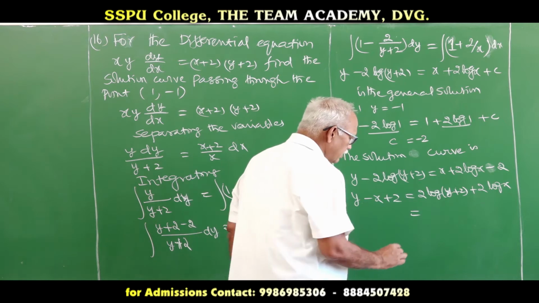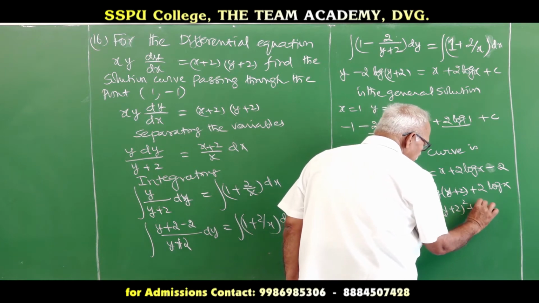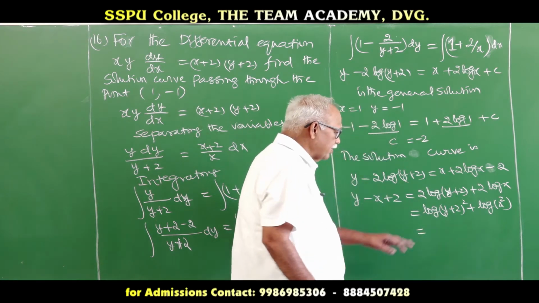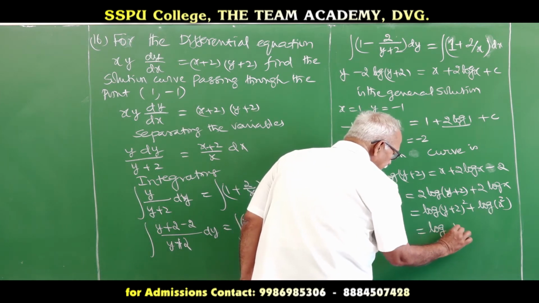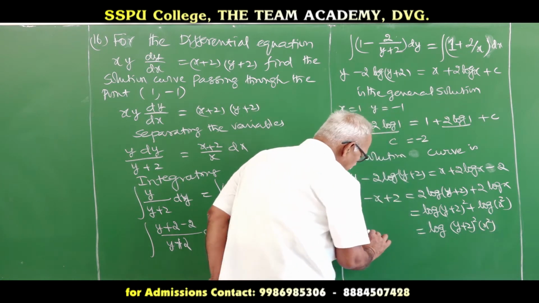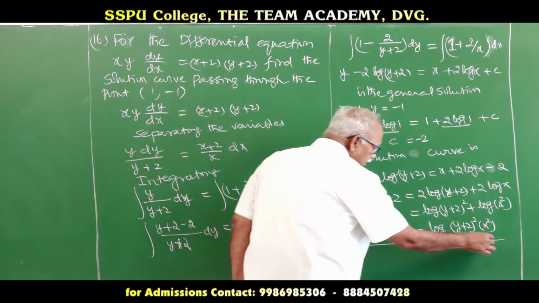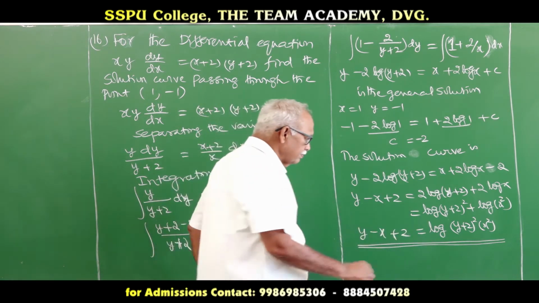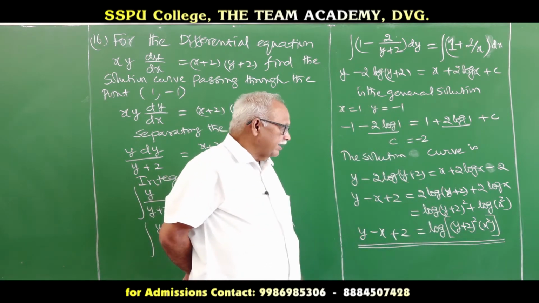Now, this can be written as log of (y plus 2) whole square plus log x square. Again simplifying using logarithm properties, log a plus log b is log ab. So, y minus x plus 2, this is the solution curve: y minus x plus 2 is equal to log of (y plus 2) whole square into x square.